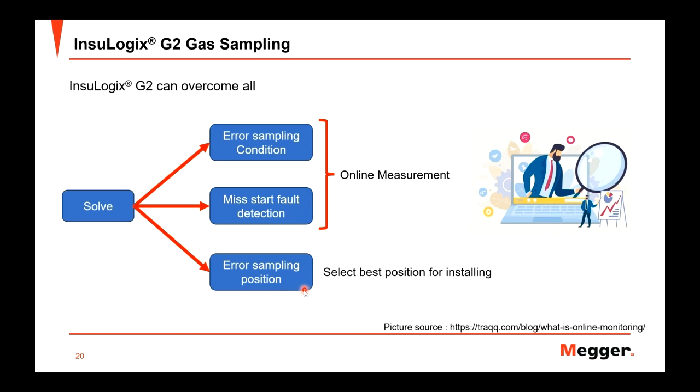And very important, you also can reduce the error from the sampling position and monitor all the time. So these are the benefits that you can get if you install some online monitoring. You don't have to install our InstaLogic, but I could say that our InstaLogic is excellent.